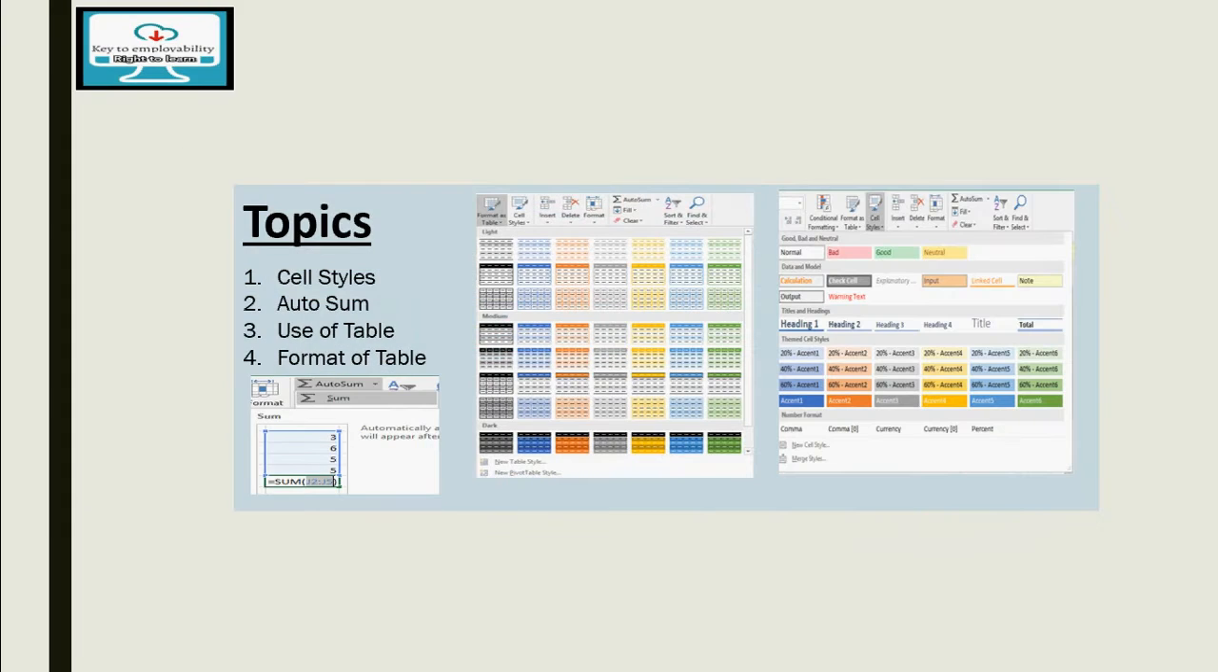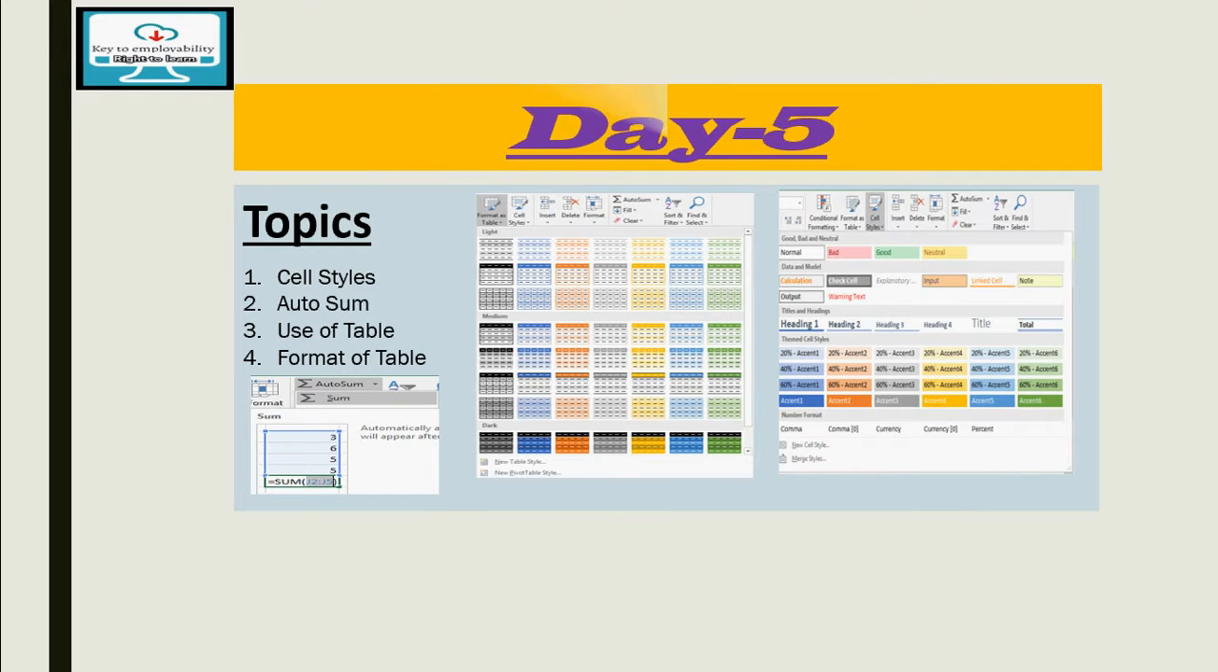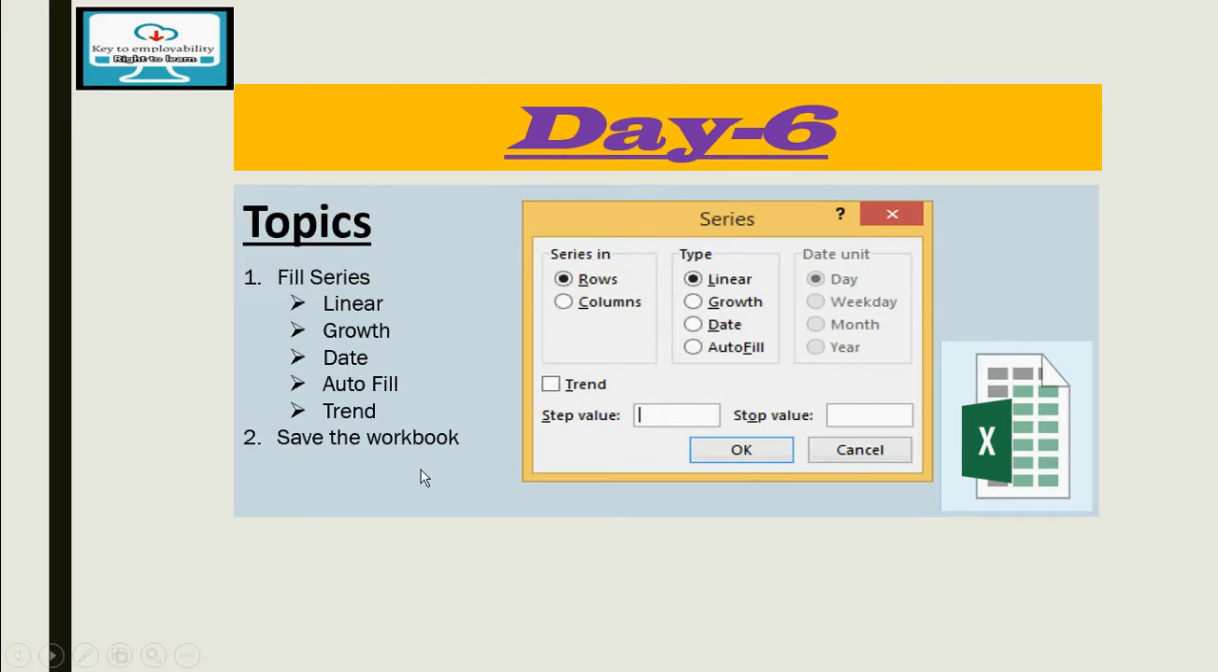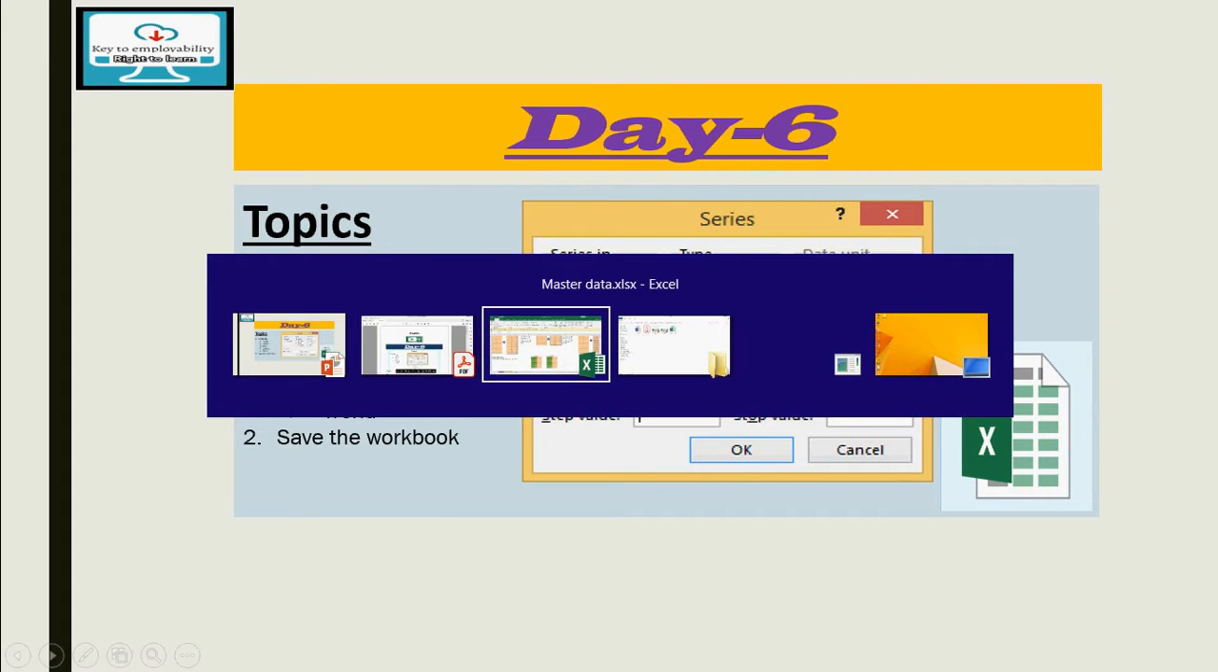Let's see what we have done in our last class. Last class we discussed cell styles, auto sums, use of tables and format of tables. Today's class I am going to discuss the fill series. These are the details of fill series we are going to learn. There are 5 kinds of fill series we are going to learn. Then save the workbook.